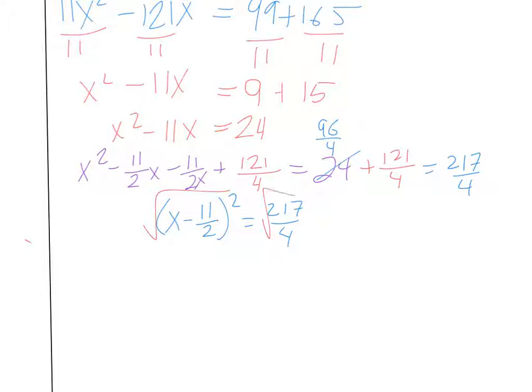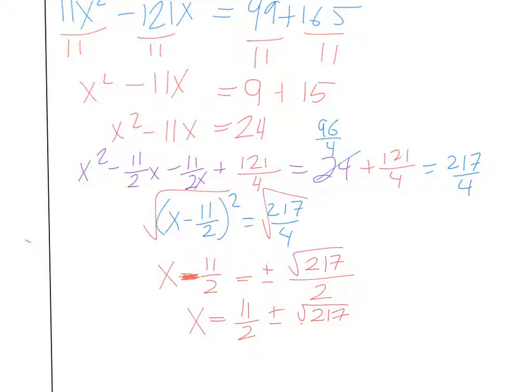Taking the square root of both sides, we get x minus 11 over 2 is equal to plus or minus the square root of 217 over the square root of 4, which is 2. So that should be a minus over there. Now, finally, I'm going to add 11 over 2 to both sides. I get 11 over 2 plus or minus the square root of 217 over 2. That's my final answer.